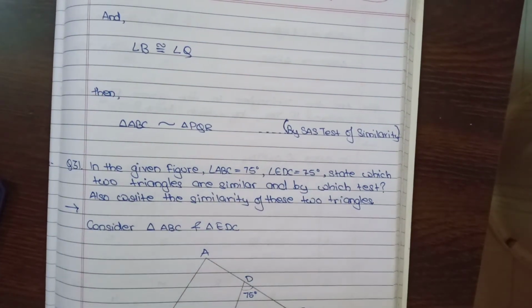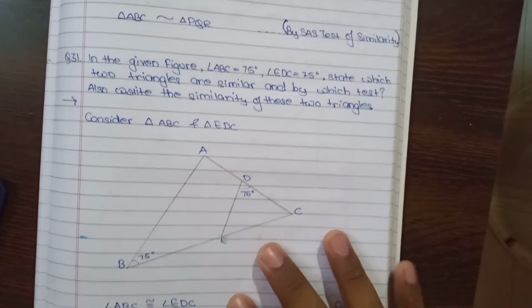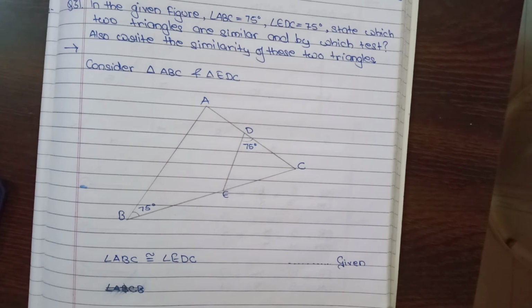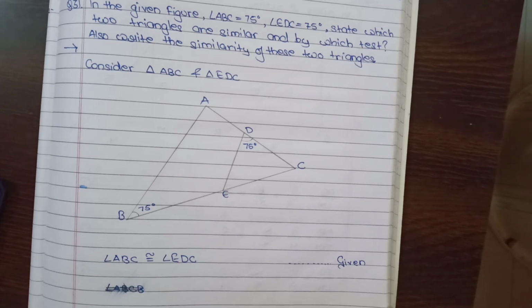Now we'll take some questions related to this. So the very first question which we have is that in the given figure, angle ABC equals 75 degrees, angle EDC equals 75 degrees. State which two triangles are similar and by which test. Also write the similarity of these two triangles.